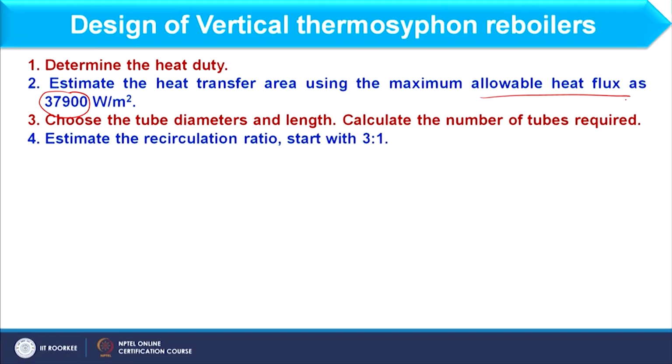And after that we have to assume a very important parameter, and that is the recirculation ratio. To start this calculation we should consider the recirculation ratio as 3:1. Now, what is this recirculation ratio? This is basically the ratio of liquid and vapor available when it is returning back to the distillation column, right. Let us say I am maintaining a 3:1 recirculation ratio. So, in this, 1 is vapor and 3 is for liquid.